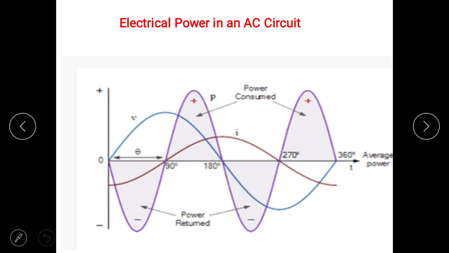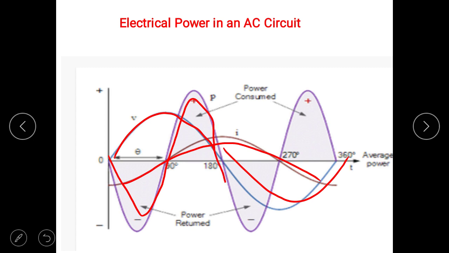Now power in an AC circuit. We know that an AC quantity is an alternating quantity whose magnitude changes with respect to time. So in the given figure, this waveform represents the voltage waveform, and this second one is the current waveform. Power is the product of voltage and current, so the power waveform is represented in this manner.